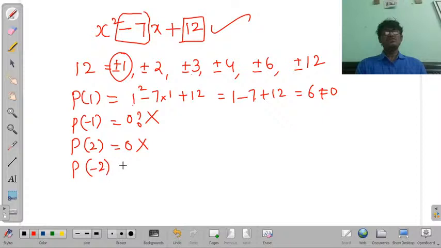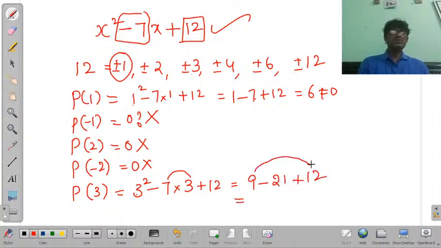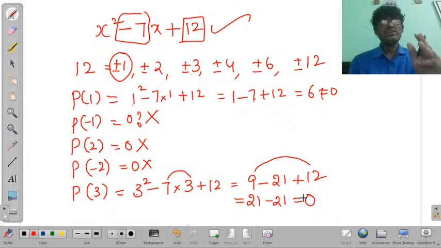And you check p of negative 2. This is also not equal. Now you check p of 3. Let us find out p of 3. So you plug in x equal to 3. Then 3 square minus 7 into 3 plus 12. This is equal to 3 square means 9, minus 7 times 3 is 21, then plus 12. So which is equal to 9 plus 12 is how much? 21, then minus 21, which is equal to 0. So p of 3 we got, that is equal to 0, right?